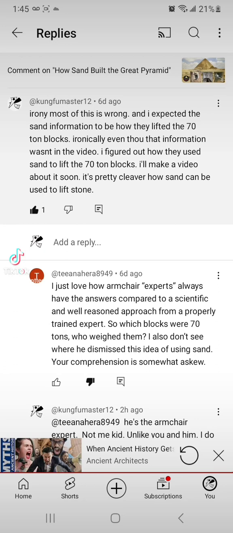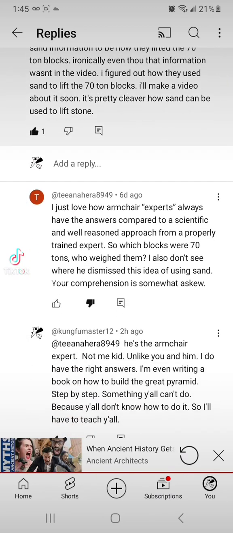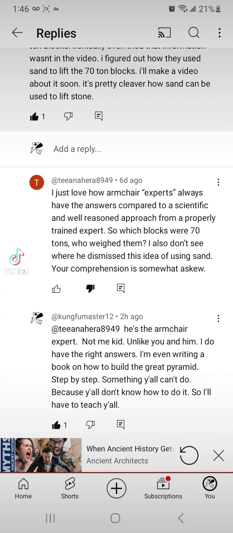But then I figured out how they could use sand to build the Great Pyramids. Because one of the things people complain about, even in this person's comment here, is the 70-ton blocks. How would you use sand to lift the 70-ton blocks? How did they get lifted? How did the ancient Egyptians do it, right?